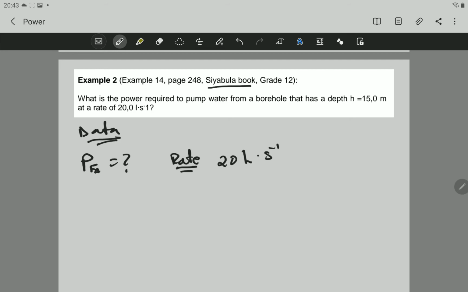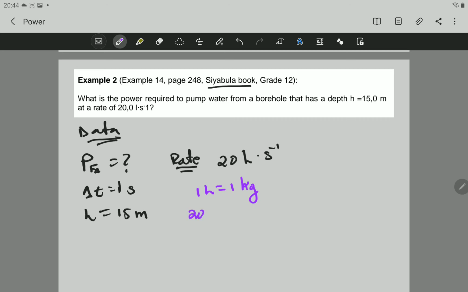So the time that we're working with, we want to know how much water is going to be delivered in 1 second. That is the question. So the time is actually going to be 1 second. Now the height is equal to 15 meters. And now important data that you should know: 1 liter of water is equivalent to 1 kilogram.